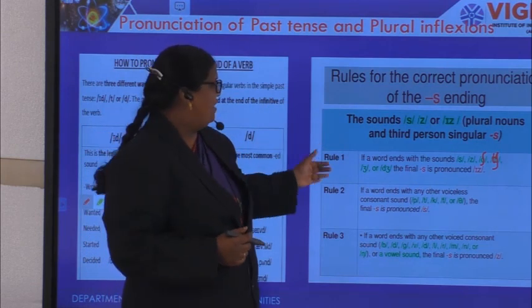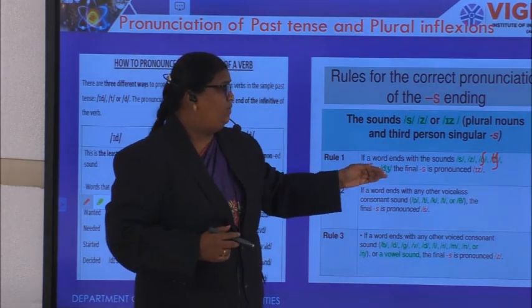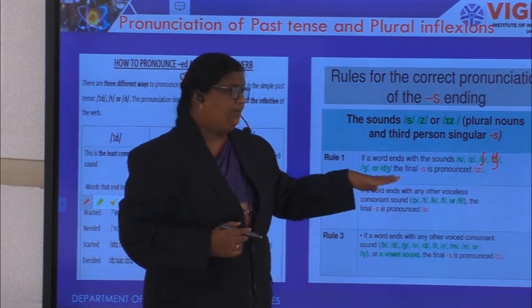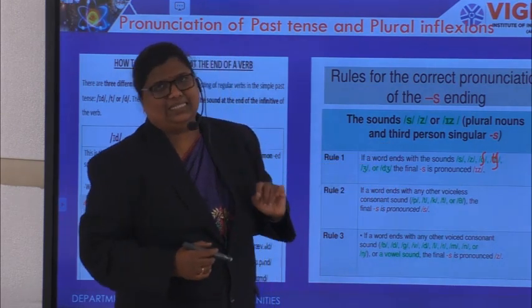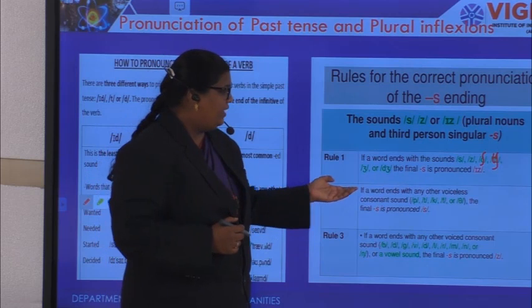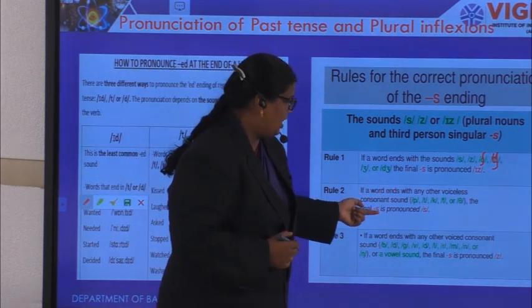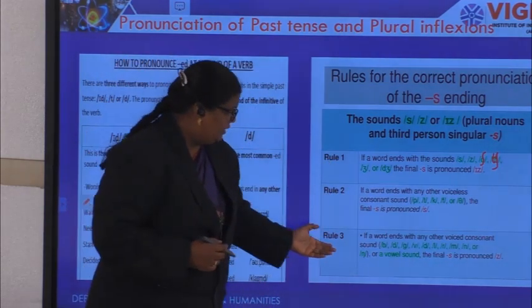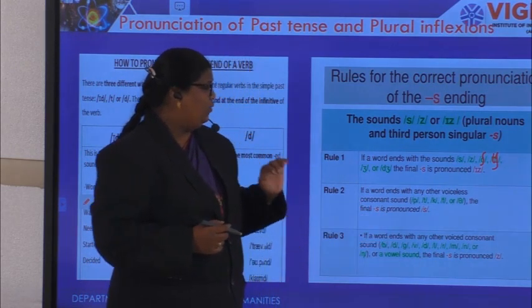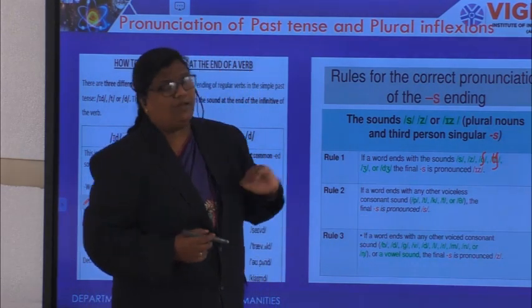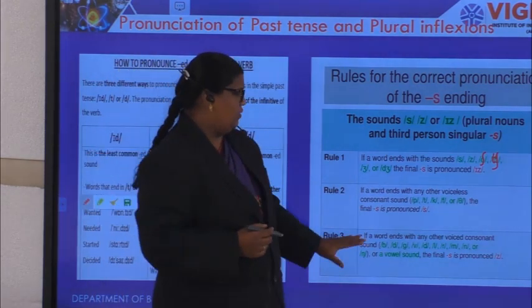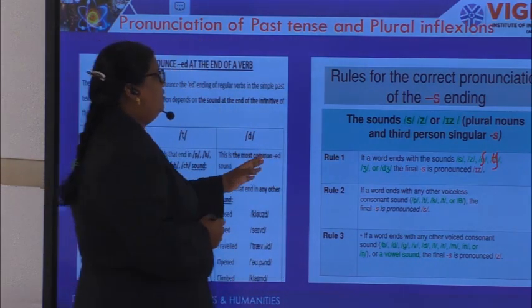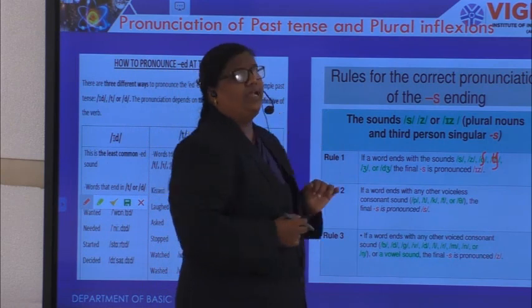So coming to the plural inflections, rule 1 says if a word ends with the sounds s, z, sh, ch, j, the final s is pronounced as iz. And rule 2 says if the word ends with any other voiceless consonant sound, the final s is pronounced as s. And the third rule says if a word ends with any other voiced consonant sound or a vowel sound, so all the rest of the sounds, it has to be pronounced as z. Okay, so this is related to the correct pronunciation of the s ending.